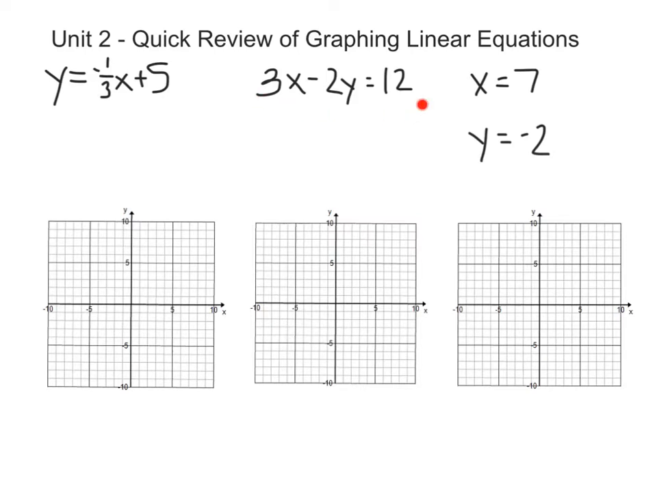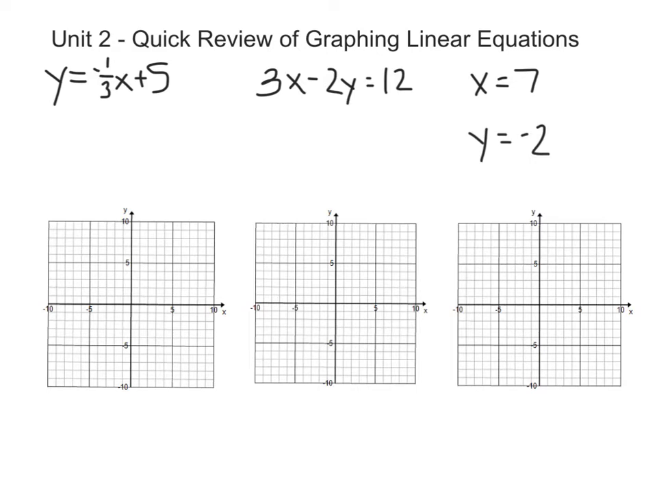The second type is right here. This equation is in standard form, and what I suggested during the unit was that we use a table of values to graph this equation. Over here, we've got x equals 7 and y equals negative 2. These are two special cases of vertical and horizontal lines that I want to remind you of a good way to graph. I'll also do just one more on the next screen.